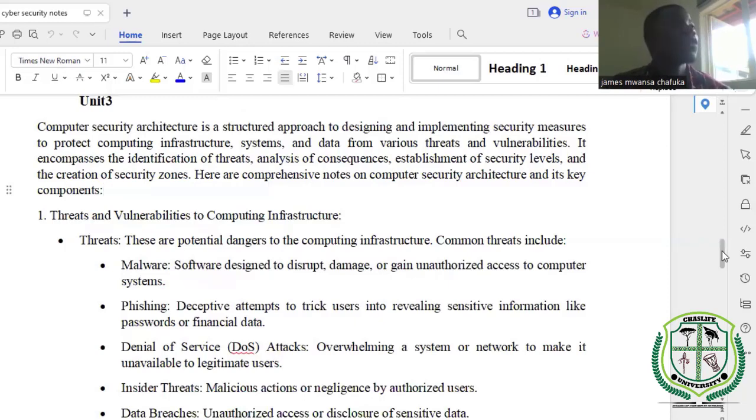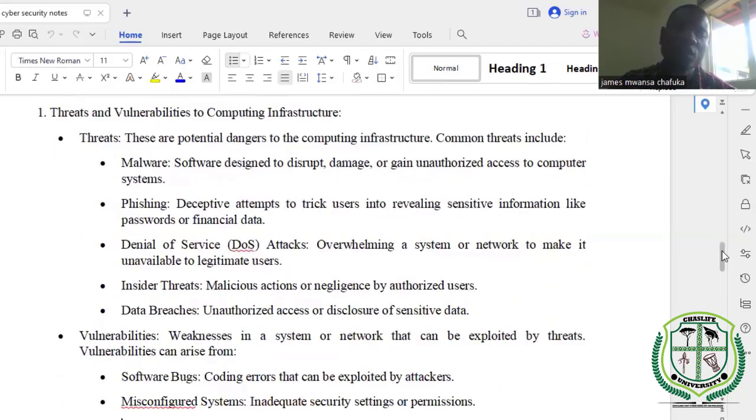Another threat is denial of service, which is DoS. A denial of service attack works by overwhelming a system or a network to make it unavailable to legitimate users. That's the bad part of DoS.